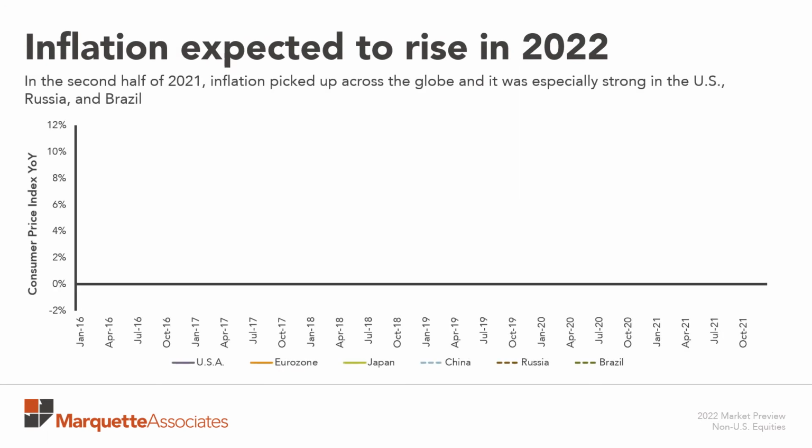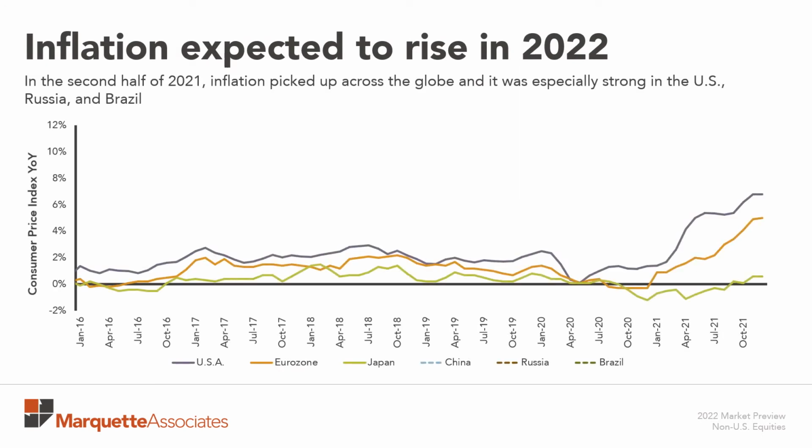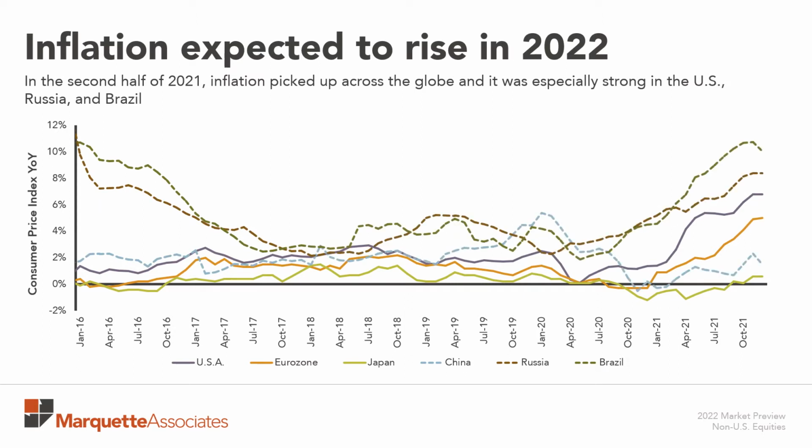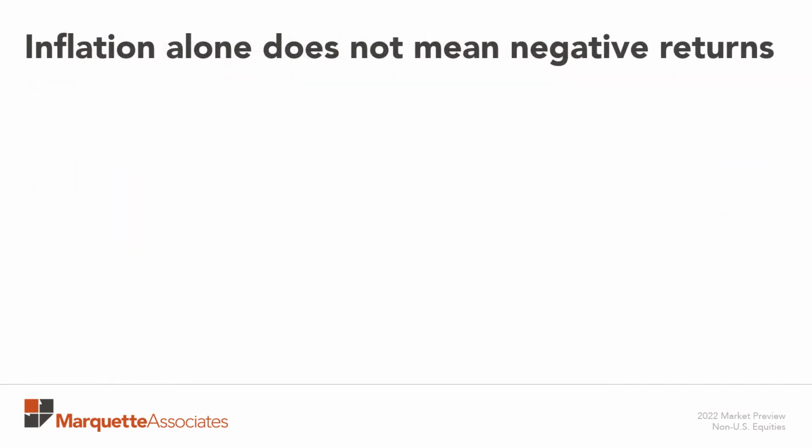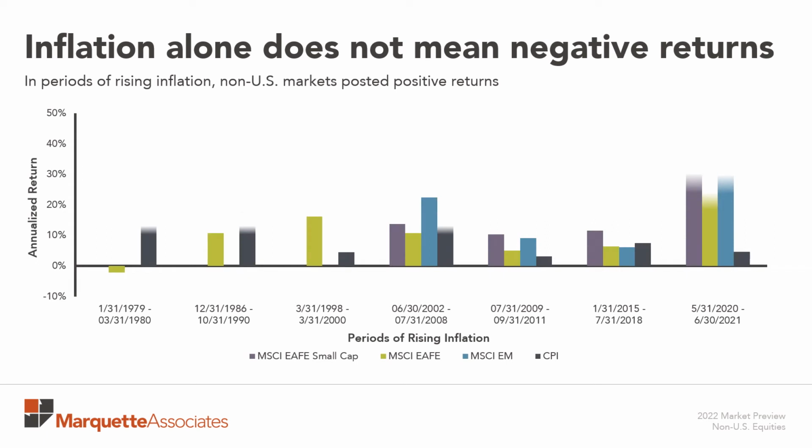Inflation has climbed throughout the globe. Here we show 3 developed regions and 3 emerging regions, and all have seen price increases. The price increases have been most significant in Russia, Brazil, and the United States, as well as the Eurozone. So what does rising inflation mean for equity returns? Well, I'm glad you asked. We looked at previous periods with rising inflation, and during almost all of these periods, equity returns were positive. So our takeaway on inflation is that inflation alone does not mean negative returns for equity investors.